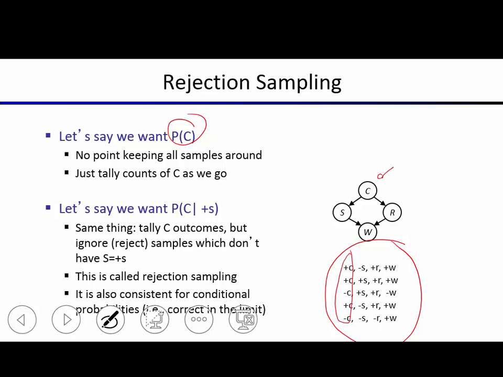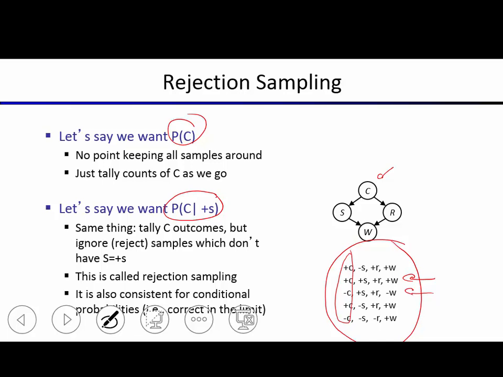Next optimization we can do, if we're interested in C given plus S, the only samples that matter are the ones where we have plus S. So it'd be this one here, this one here. The other samples don't contribute to how we compute the answer to that query. So what we could do is, after we sample S, and if it comes out negative, we could say, let's not worry about sampling R and W. This sample is useless anyway. Let's just move on and restart at the top of the BayesNet and generate a new sample that hopefully will come out right, in the sense that we'll hopefully get plus S this next time around.